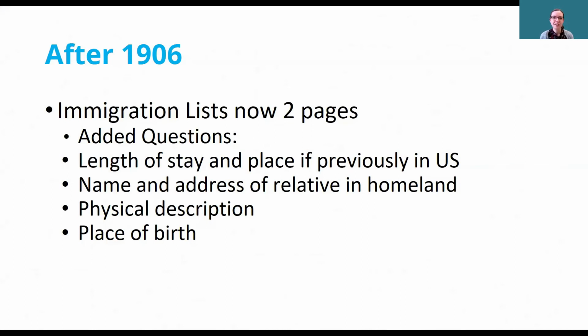And then within these documents where we have a much richer picture being depicted in these questions that we ask, things can even improve a little bit more. So after 1906, our immigration list, our passenger manifest will now be 2 pages. And in addition to everything that we just saw on that manifest, we add a few more questions. That includes if they do say yes, that they've previously been in the United States, where were they and how long did they stay? The name and address of a relative in their homeland, a physical description, and their place of birth.